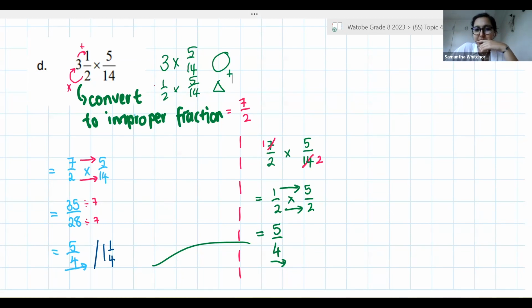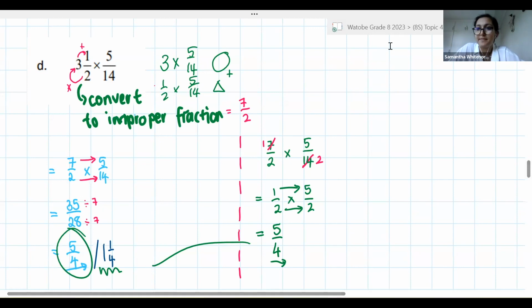Ma'am, I wanted to ask, is 1¼ the final answer, or is 5/4 the final answer? Yeah, so you can either write it as 1¼, so the 1 and 1/4, or you write it as 5/4. I prefer 5/4, but if you wrote it as a mixed number, that's fine. Okay. Alrighty.